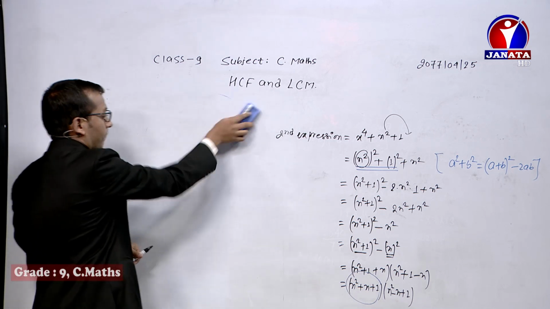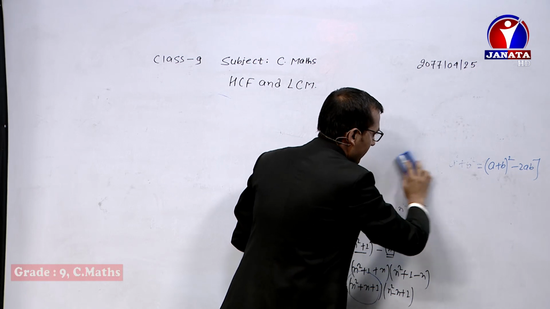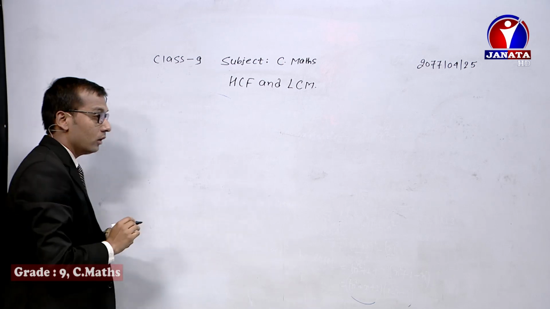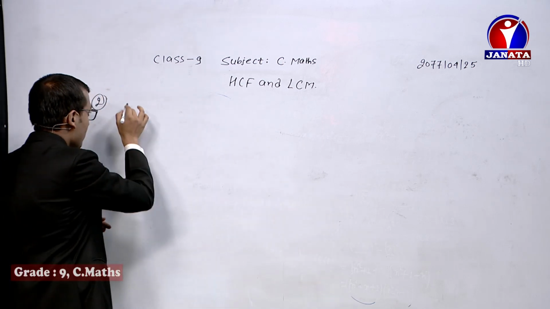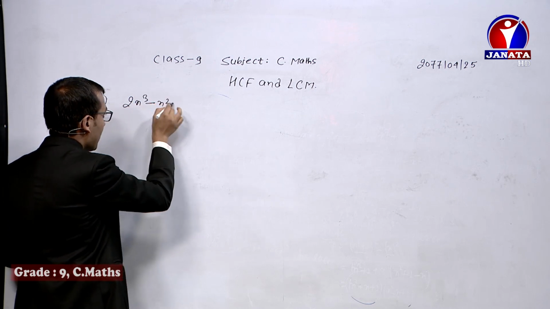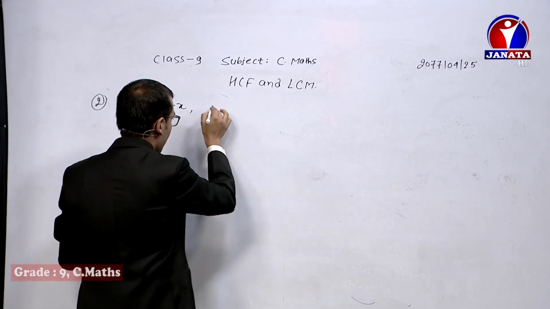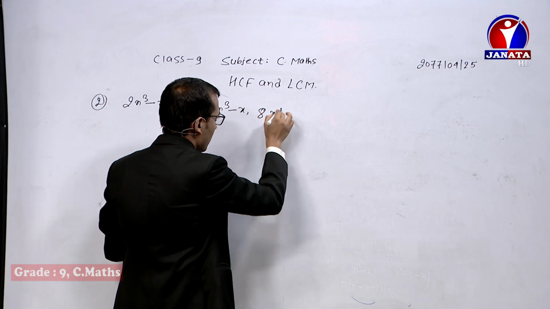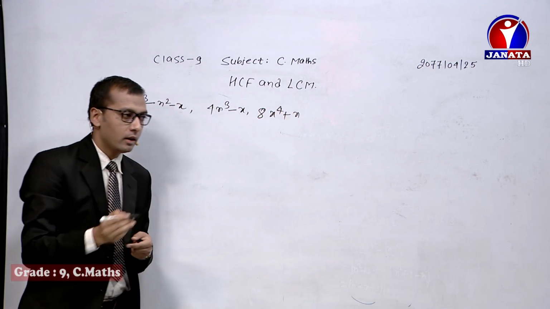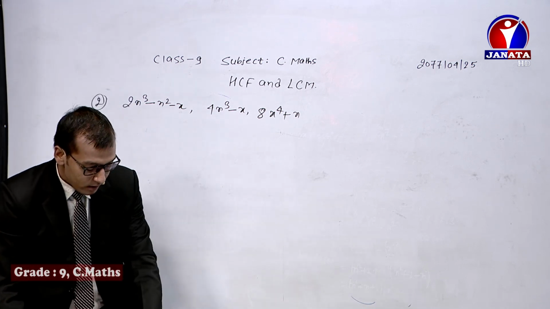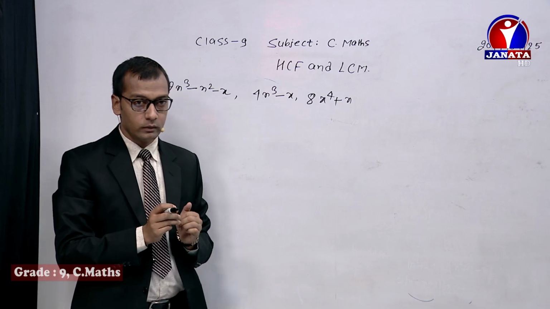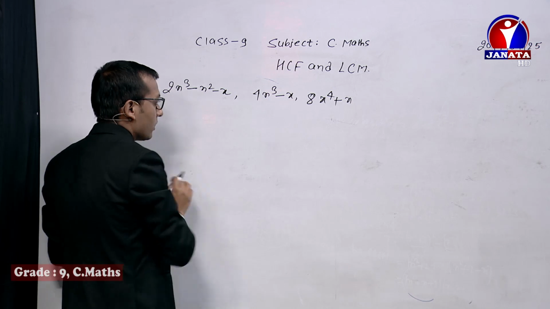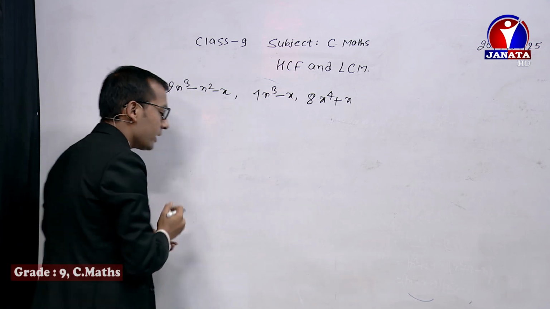Now I am taking next example of HCF and LCM. Let me take next example of HCF and LCM. It's 2x cube minus x square minus x, comma 4x cube minus x and 8x to the power 4 plus x. So we are practicing this question now for HCF and LCM. This is first expression. There are three expressions. So let's factorize first of all first expression.